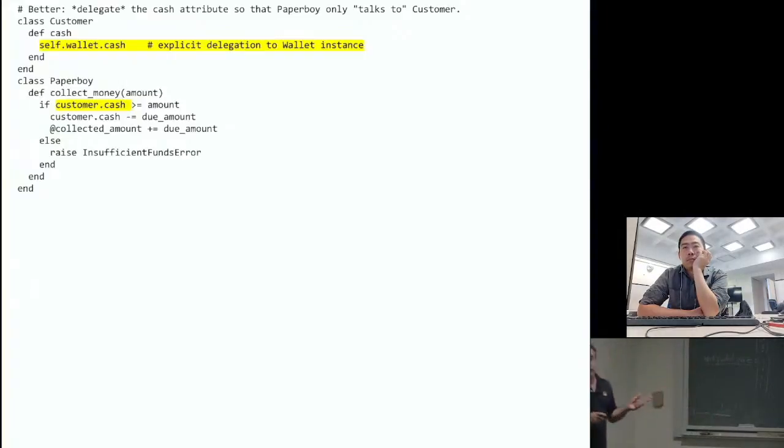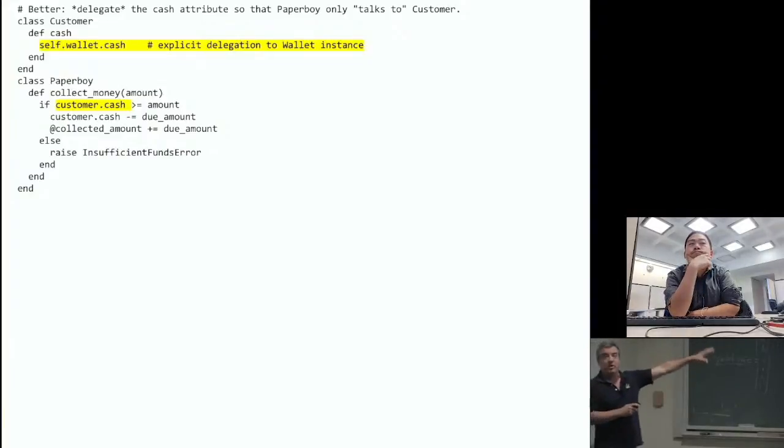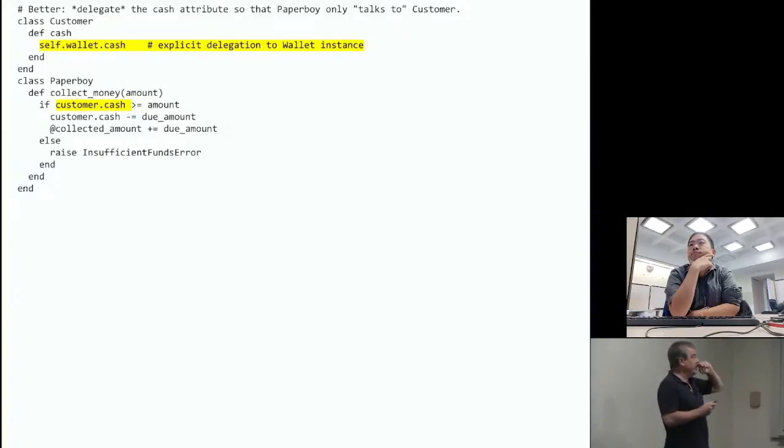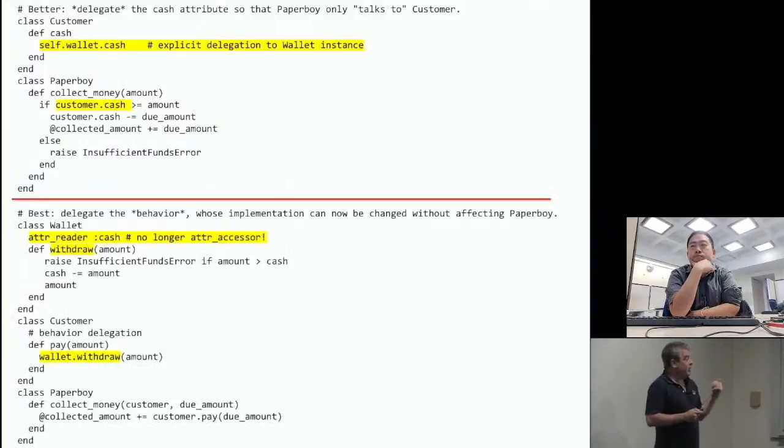So that's an improvement, and all we have done is delegate, right? We have created a method within customer that only forwards the call to the method that actually does the work in wallet. We haven't changed any of the underlying code. A still better way to do it, though, is to delegate the entire behavior.